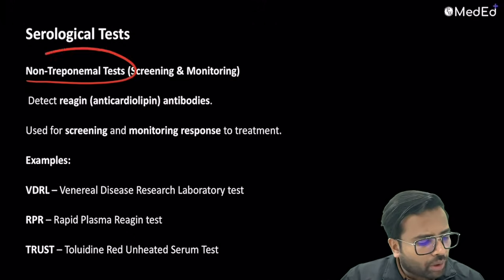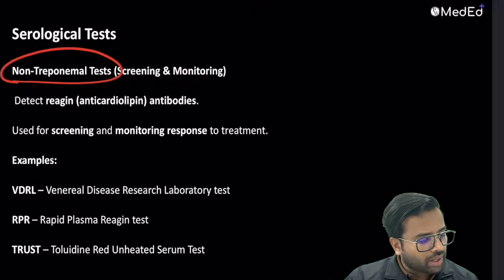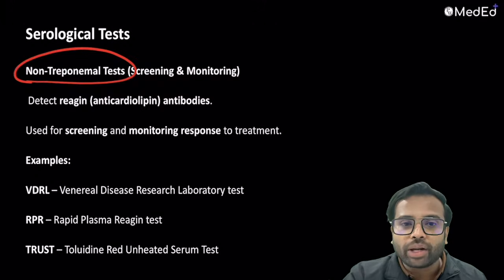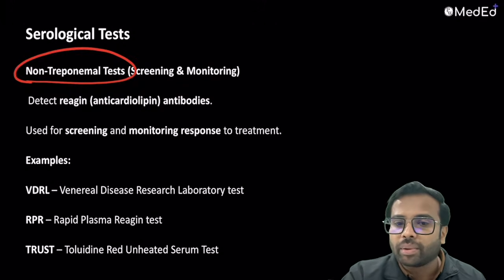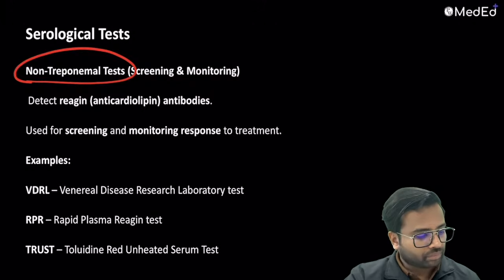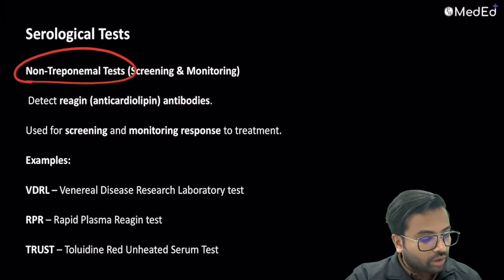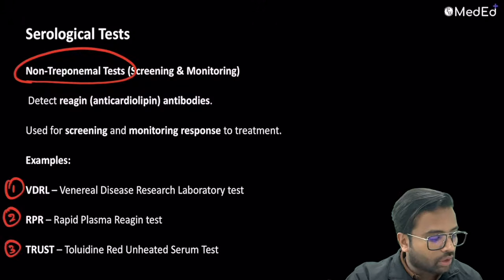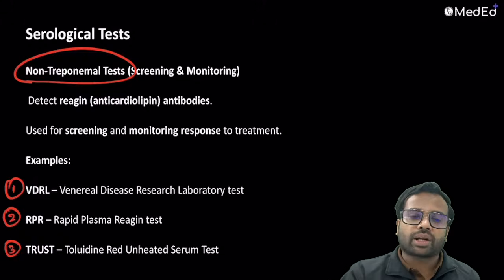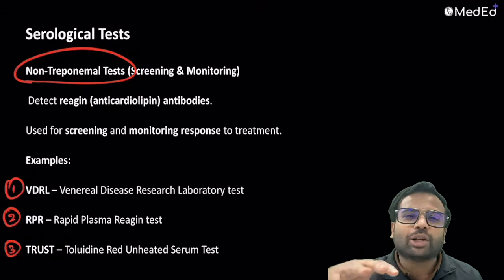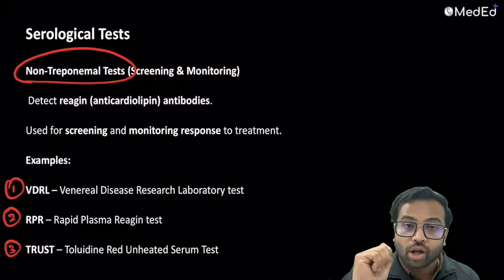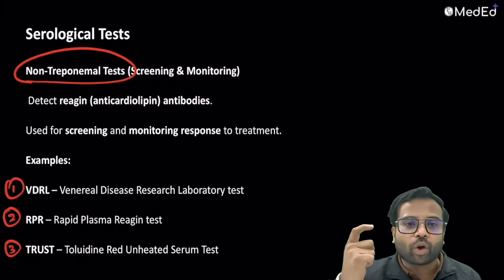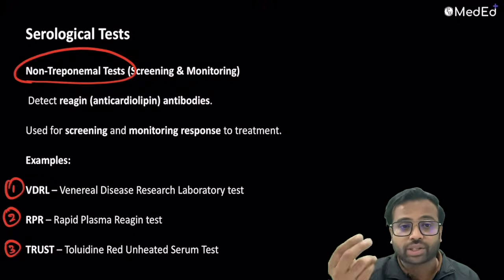One is a non-treponemal test, and the second one is going to be a treponemal test. So let's first talk about the non-treponemal tests that we can do. One is VDRL, second one is RPR, and the third one is TRUST. Mostly these investigations are done either to screen the population for syphilis or to monitor the disease. VDRL, RPR or TRUST, all these are done for screening and monitoring.